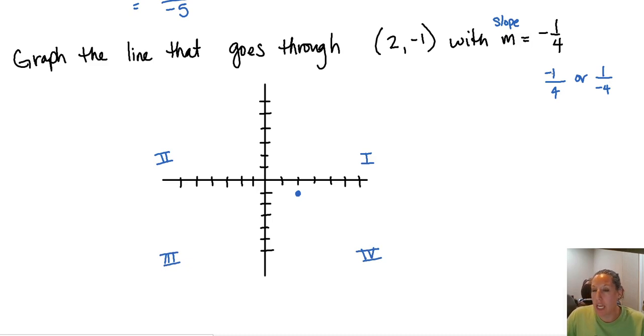I'm going to use -1/4 for my first one. So that means we're going to rise a -1, so that means go down 1. And we're going to run a +4, so we're going to go to the right. 1, 2, 3, 4.